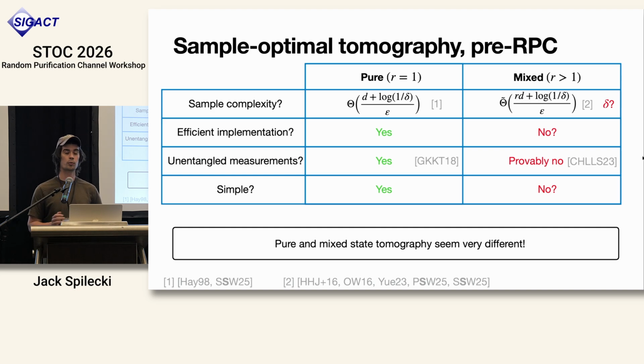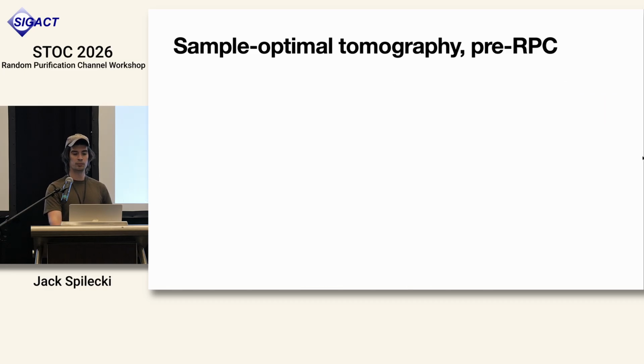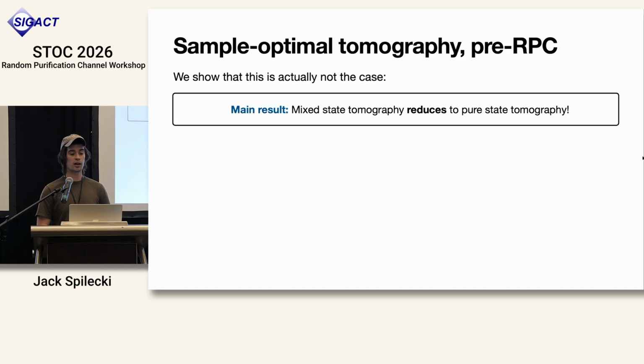Okay, so it seems from this picture that at least for sample optimal tomography, pure and mixed state tomography seem very different. Pure state tomography is very nice. We have pretty much everything we want from it. And mixed state tomography, we don't know everything and we don't have everything we want, and it just seems much more complicated. But actually, I'm here to tell you that this is not the case. In fact, mixed state tomography reduces to pure state tomography, and we can use all these nice simple pure state algorithms to do mixed state tomography.